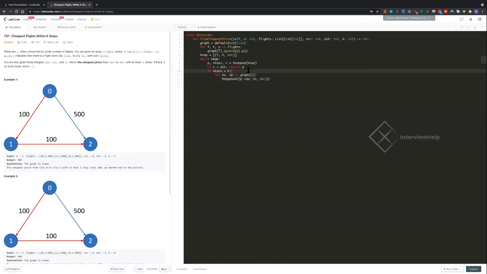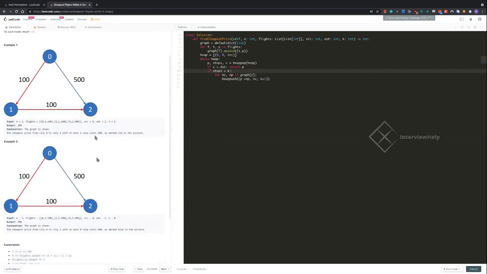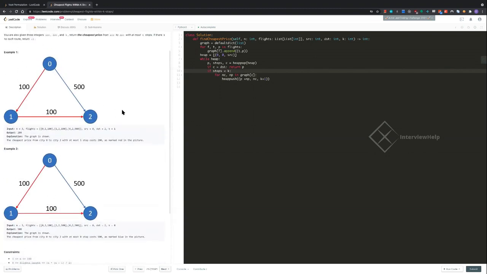But what if it's equal to k? Well, if it's equal to k, we don't want to, right? Because if k is 0, that means you allow direct flights. If k is 1, start at -1, then we can have 1 stop. I would maybe on line 10 just say less than or equal to k.